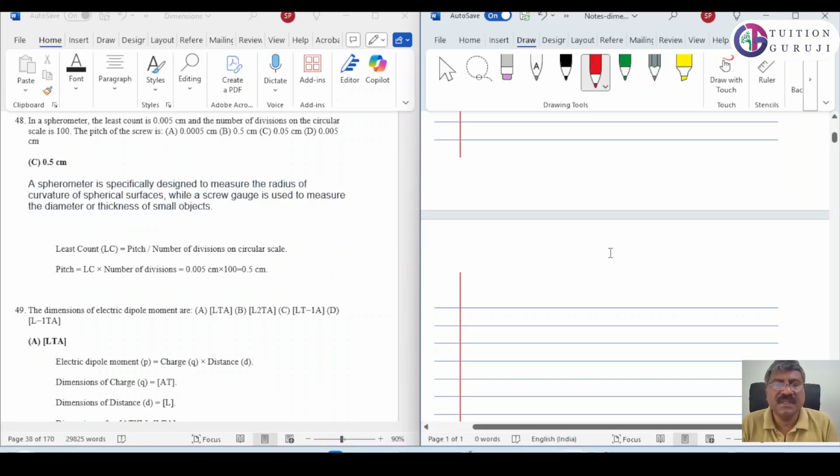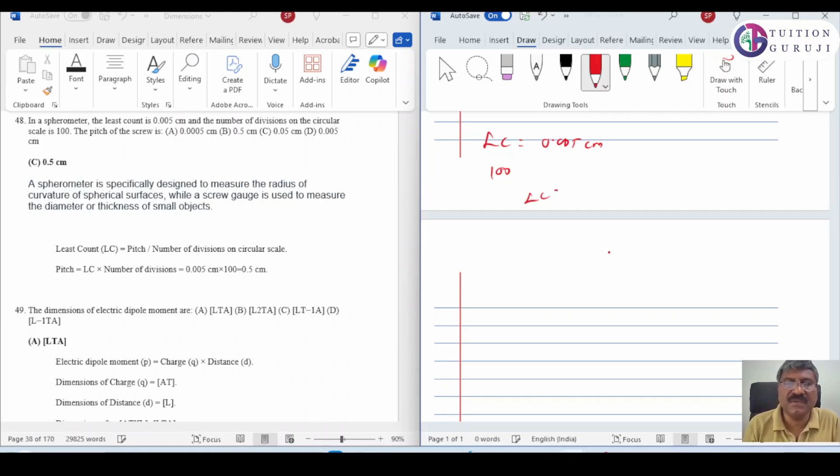In a spherometer, the least count is 0.005 and the number of divisions on the circular scale is 100. The pitch of the screw is. The spherometer is an instrument like a screw gauge, but it is used for measurement on curved surfaces. So least count is given as 0.005 centimeter. Number of divisions on the circular scale is 100. A spherometer is specially designed to measure the radius of curvature of spherical surfaces, while a screw gauge is used to measure the diameter or thickness of small objects.